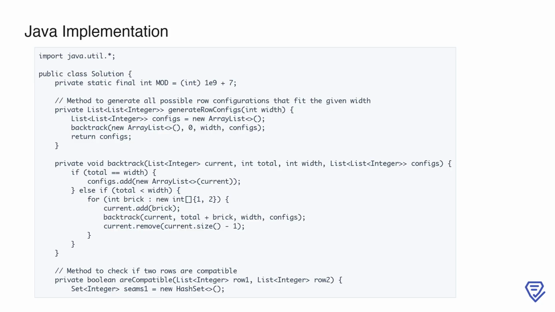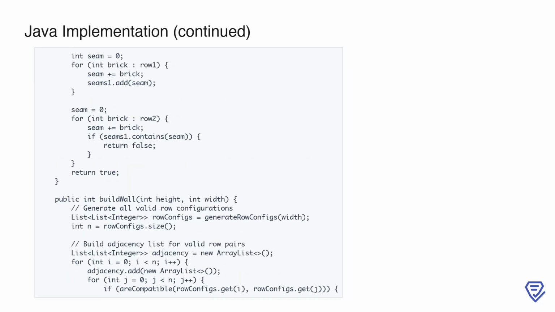Otherwise, the function continues exploring by adding another brick. This approach ensures that all possible arrangements of bricks that align with the given width are accounted for efficiently. Next, we define the R-compatible method, which checks if two rows can be stacked on top of each other without overlapping seams. To achieve this, we calculate the seam positions for the first row by iterating over its bricks and maintaining a running total of their lengths.